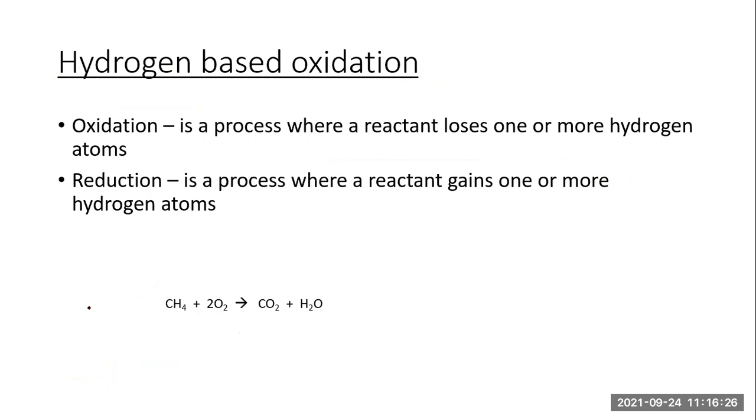And here's the hydrogen-based one. I kind of jumped a little earlier there. But again, we can look at hydrogen as well. And here we see carbon on the left-hand side with 4 hydrogens, and carbon on the right-hand side with no hydrogens. So the carbon here is going through oxidation, while the oxygen on the left-hand side had no hydrogens, but on the right-hand side did get hydrogens. So the oxygen is going through reduction here.